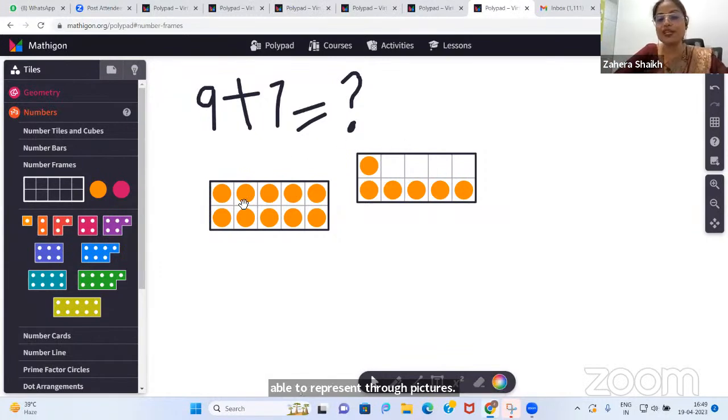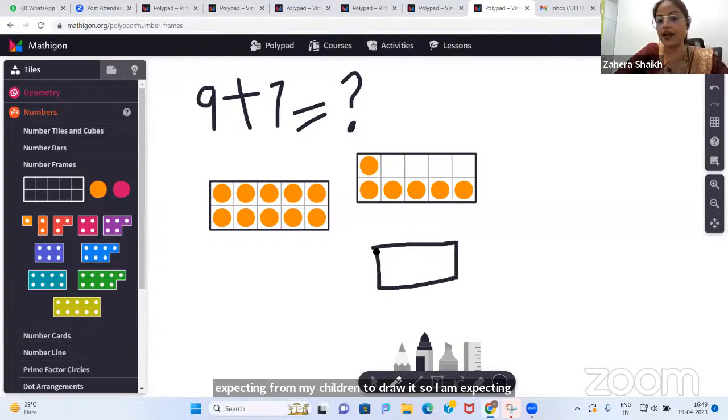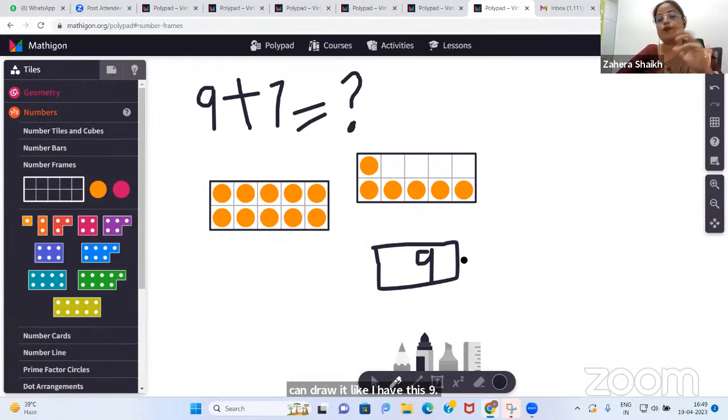So if I want to represent this tens frame calculation in the form of a picture, how am I expecting my children to draw it? I am expecting that they can draw it like I have this 9 number of chocolates or number of toffees, whatever story they can make, they can just represent it through a picture. This is nothing but a bar model, maths model, or tape model, whatever model you want to say. It just gives them an idea of what I'm doing with these two different numbers, these two different quantities. I'm just pulling them together.